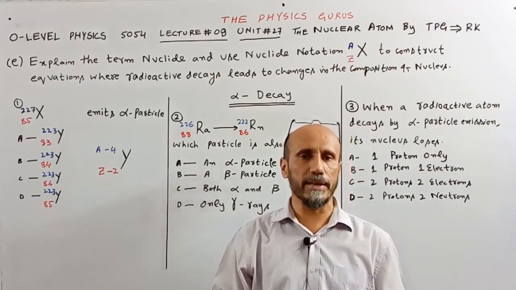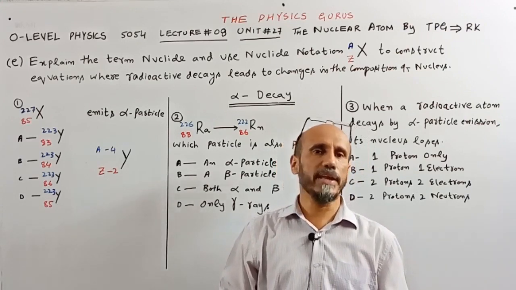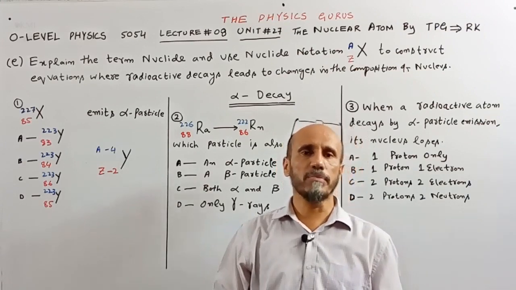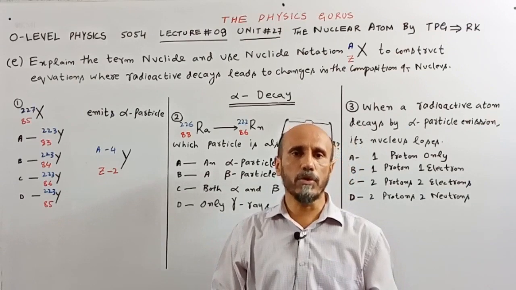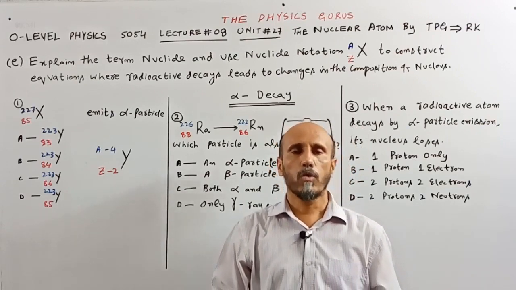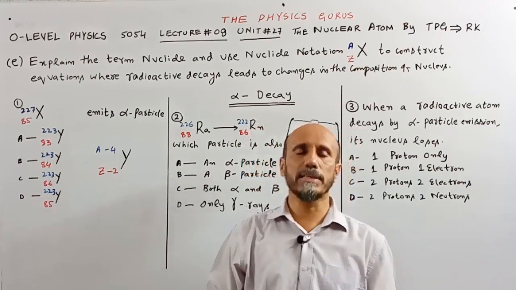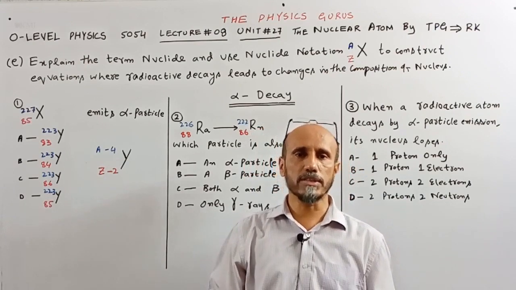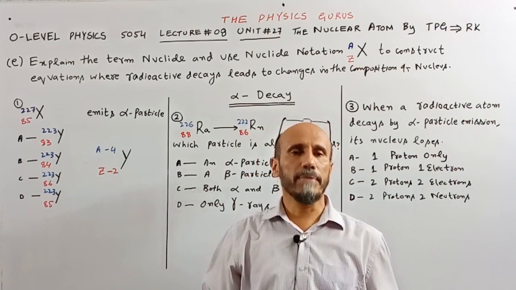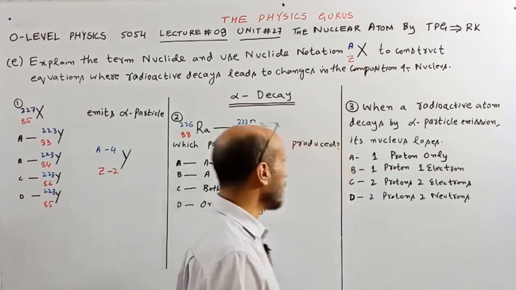In case of alpha decay, when an element emits alpha radiation, the value of A is reduced by 4 and the value of Z is reduced by 2. In case of beta decay, the value of A remains as it is and the value of Z is increased by 1. While in case of emission of gamma rays, the values of A and Z remain as they are. So now we will discuss different examples from past paper in order to make our concept strong for alpha decay.